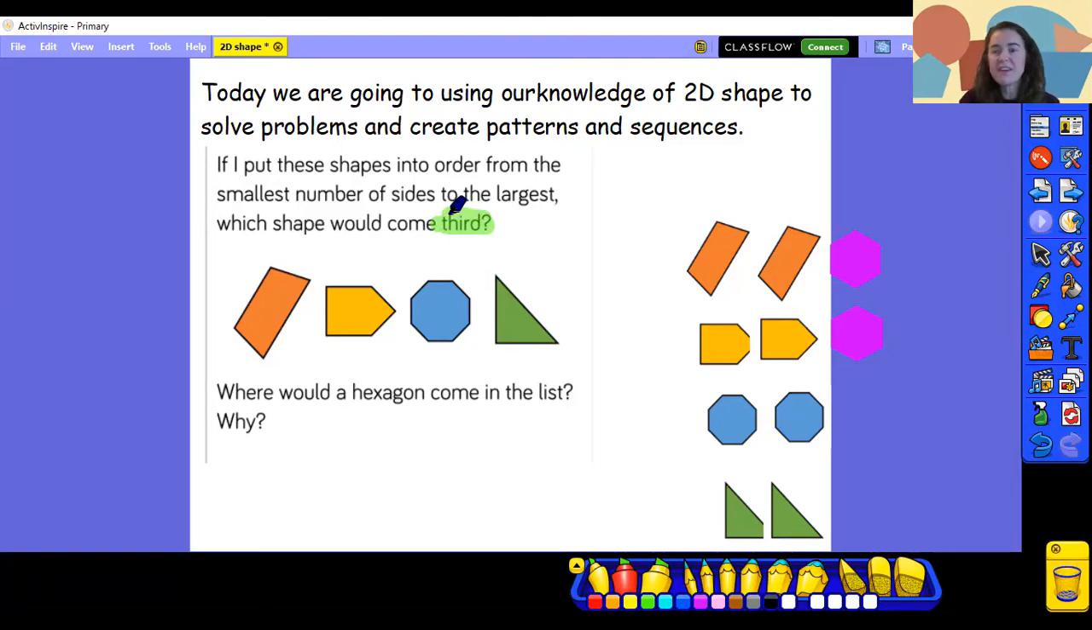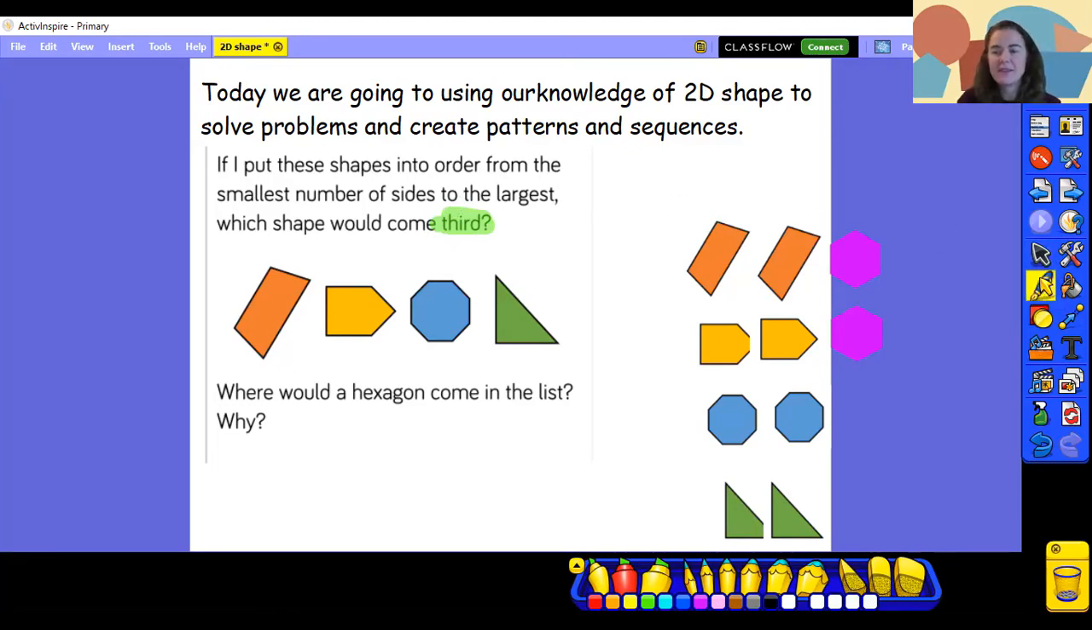So when you come third in a race, it means there's one person in front of you, a second person in front of you, and you are the third person. So in this context, it would be the third shape, the shape that comes after number 2. So 1, 2, 3, first, second, third. Okay, so we need to think about which shape would come third. But first, we've got to put them in order from the smallest number of sides to the largest number of sides. So let's count our sides and write it down.